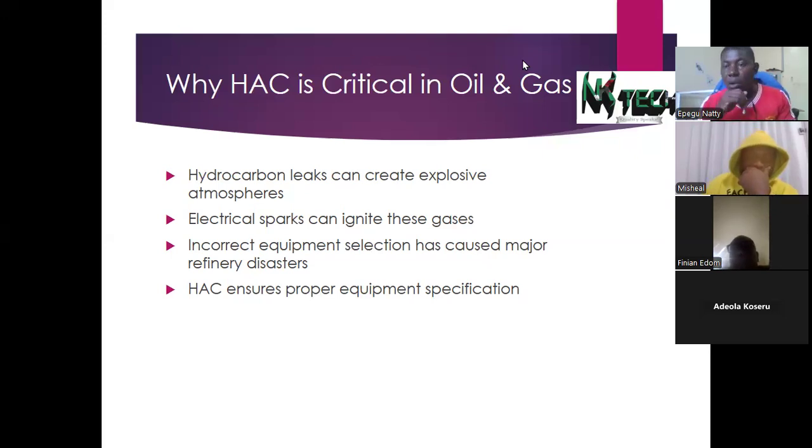Now, electrical spark also. You are connecting wires together. Definitely, there's going to be a surge and there will be a spark. So if there is a spark, how do you prevent that spark from causing an explosion? Then there is incorrect equipment selection. Incorrect equipment selection has caused major refinery disasters. What this is saying is that selecting the wrong equipment and placing it in a particular region can cause disaster.